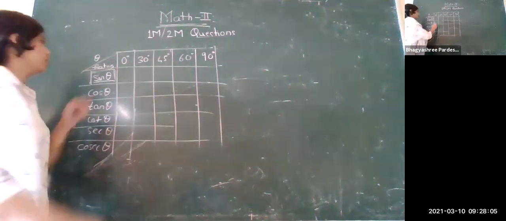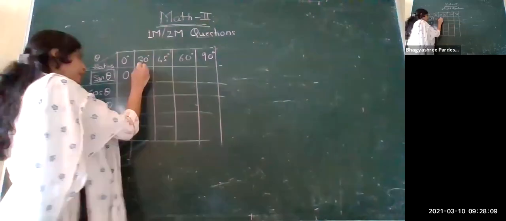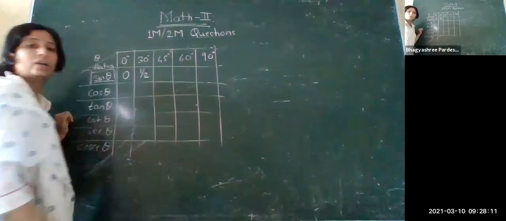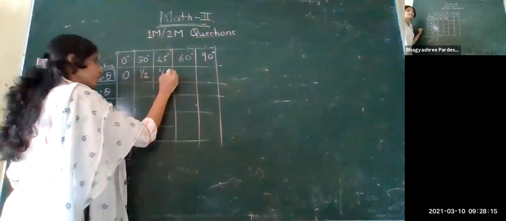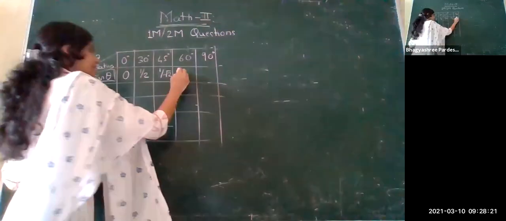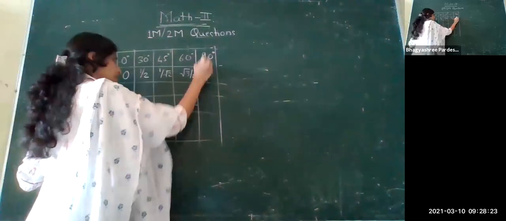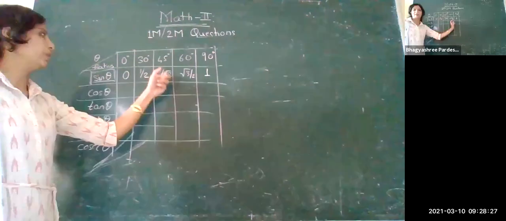So the value of sine 0 is 0, sine 30 is 1 by 2, sine 45 is 1 by root 2, sine 60 is root 3 by 2, and sine 90 is equal to 1. You have to remember just this one: 0, half, 1 by root 2, root 3 by 2, and 1. This is done. The rest you can do very easily.